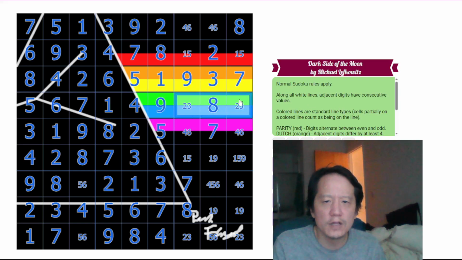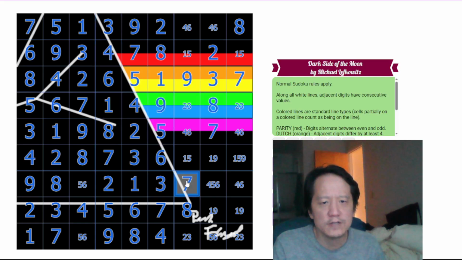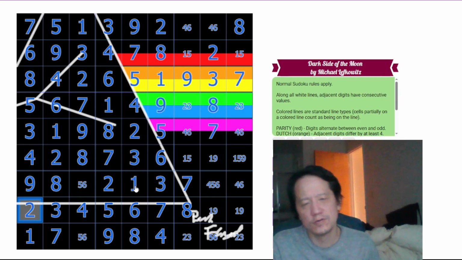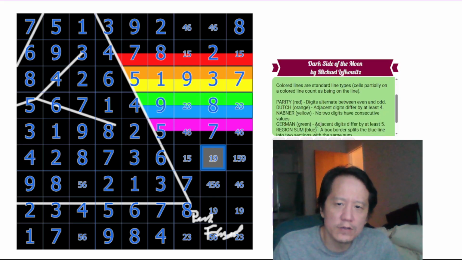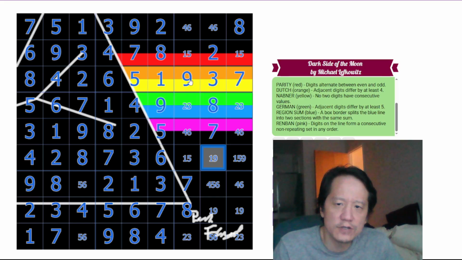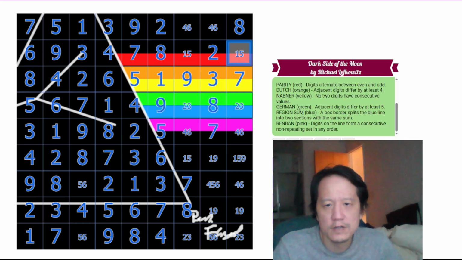Okay, along all white lines, adjacent digits have consecutive values, right? 6 and 7 are consecutive. 3, 4, 5, 6, 7, 8 is consecutive. 3, 4, 5, 4, 5, 6, 7, 8, 7, 6, 5, 4, 3, 2 are consecutive. Color lines are standard types. Red parity: digits alternate between even and odd. 4, 7, 8, odd. So odd, even, odd, even, odd, even, odd. Nabner lines 1, 3, 5, 7, 9: no two digits are consecutive.